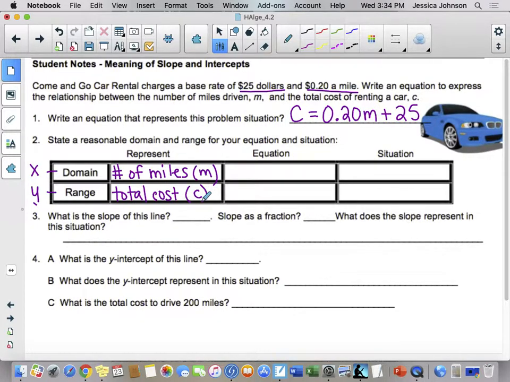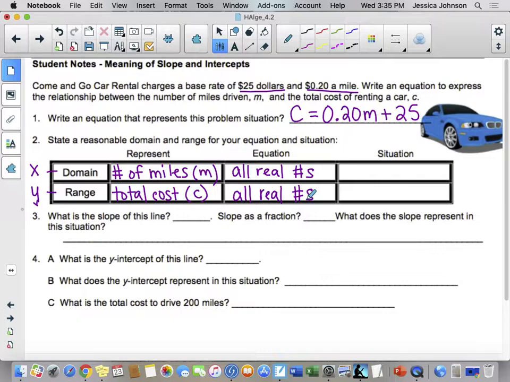Okay? So first what this is asking is, hey, what can x and y be in the equation? Well, normally x is my independent variable. X could be anything, so we call that all real numbers. And y also could be all real numbers. No matter what value I put in for x, I'm going to get some sort of y value, all real numbers. But in this situation, I can't go negative miles.